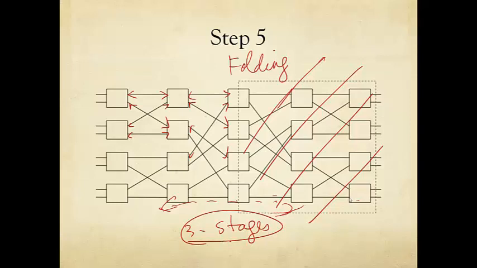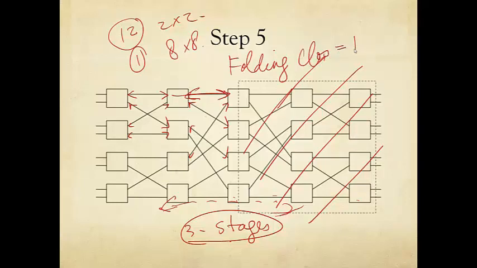Because whatever goes out here, you can just view that as the folded version, except the arrows, instead of pointing from left to right, would be pointing from right to left. Now that is the final simplified version that we have. This becomes a network with 12 2 by 2 switches, making altogether one 8 by 8 switch. And we call this folded Clos network the so-called fat tree.